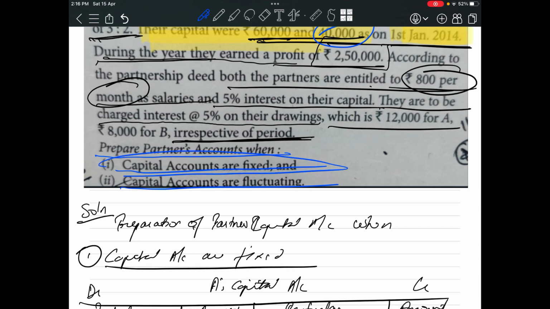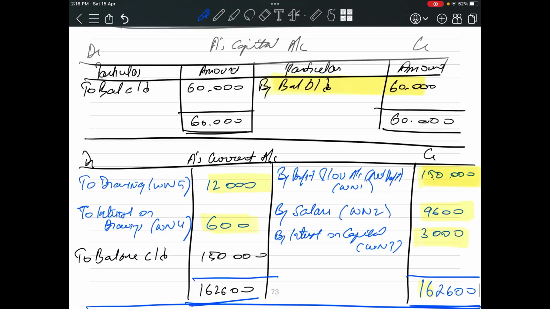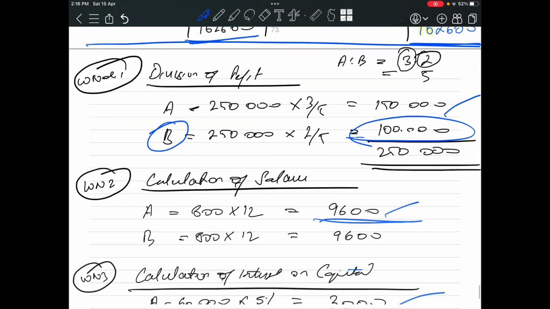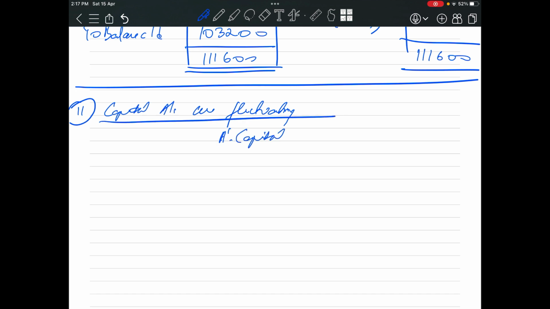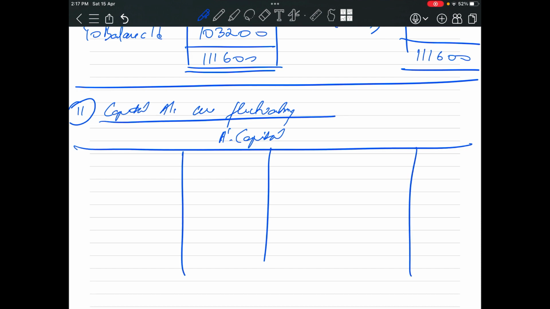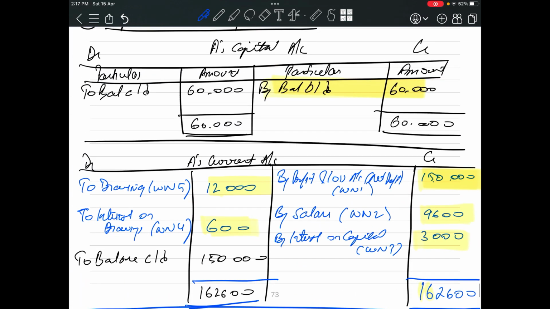So let's do the number 2 question. Requirement number 2 is we have to prepare capital account as per fluctuating capital account. Capital accounts are fluctuating. Now when capital accounts are fluctuating, all the items will be written in the capital account. Basically, this capital account and this current account will be merged together.